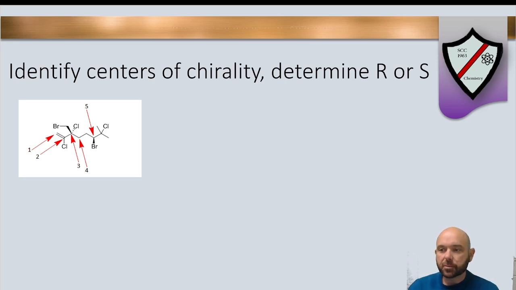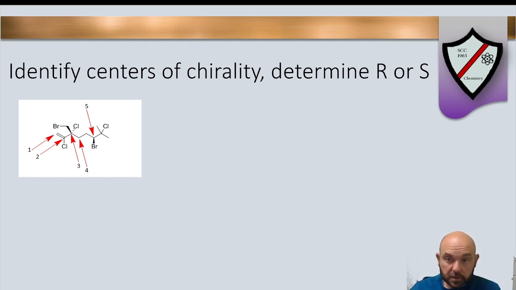So we have an example here. We're going to see if we can identify the chiral centers and determine whether they are R or S. And if we look at our molecule here, try to figure out, first of all, are the pointed to carbons chiral or not? And carbon number 1, turn my pen on here so the page doesn't change.